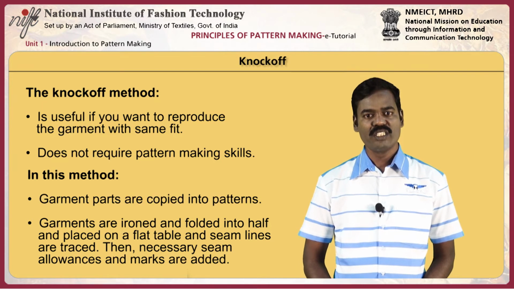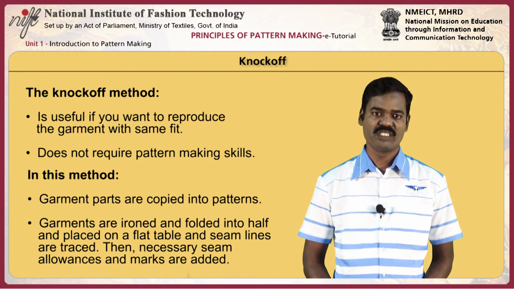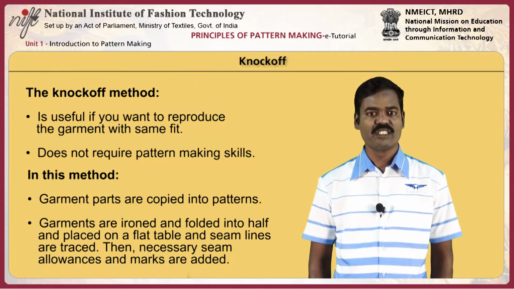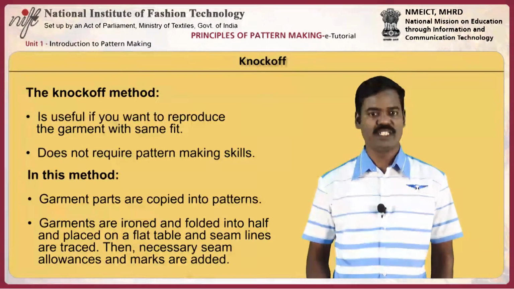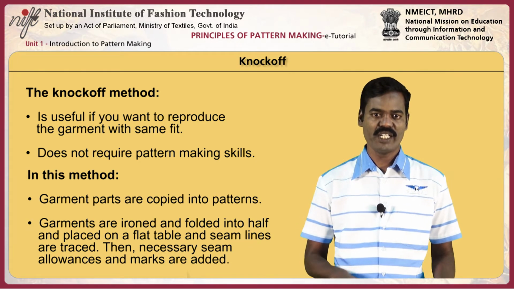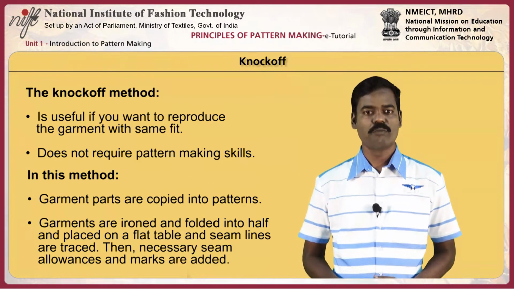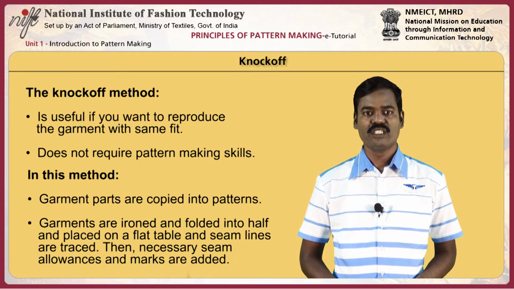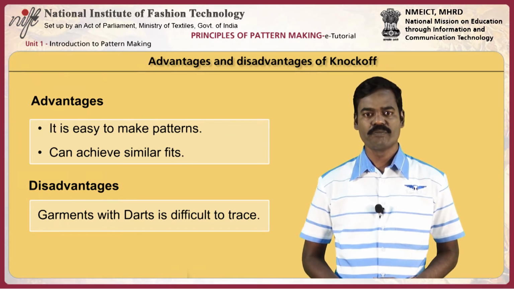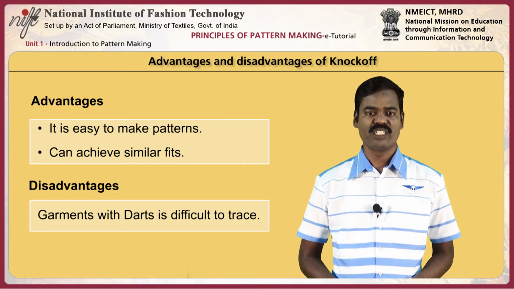Knockoff method is useful if you want to reproduce a garment with the same fit. It does not require any pattern making skills. In this method, garment parts are copied into patterns. Garments are ironed, folded in half, placed on a flat table, and seam lines are traced. Necessary seam allowance and marks are added later. It is easy to make the patterns and can achieve similar fits. For garments with darts, the knockoff method makes it difficult to trace.